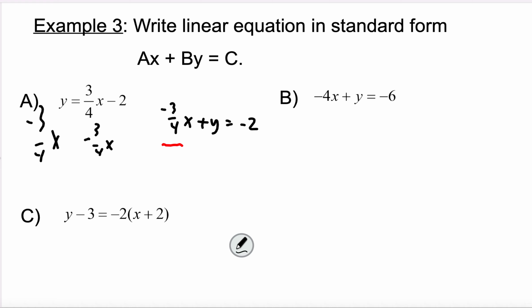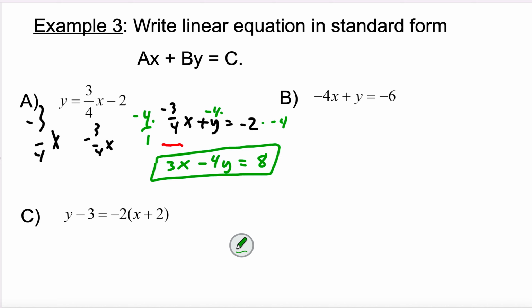It's also not positive. So to change that, we're going to multiply every single term by what's down in the denominator. But since it's also negative, we're going to multiply by negative 4. So we multiply this term by -4, this term by -4, and this term by -4. -4 times -3/4 is 12 over 4, with 12 fourths being 3x. And then this is a -4y. And -2 times -4 is a +8.